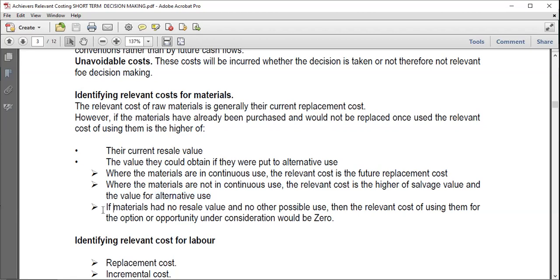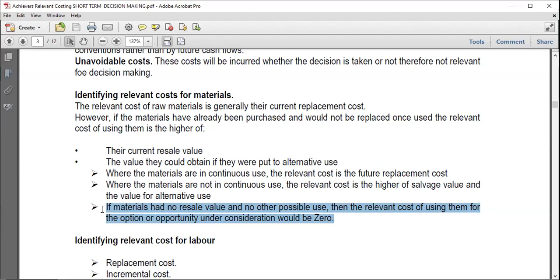Then the last scenario is if the materials have no resale value and no other possible use. Then the relevant cost of using them for the option or opportunity under consideration would be zero. Now, for example, we have that same contract or order from a specific client for us to supply maybe those 300 cakes.